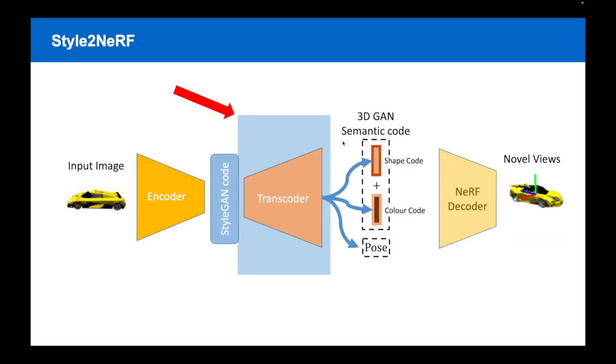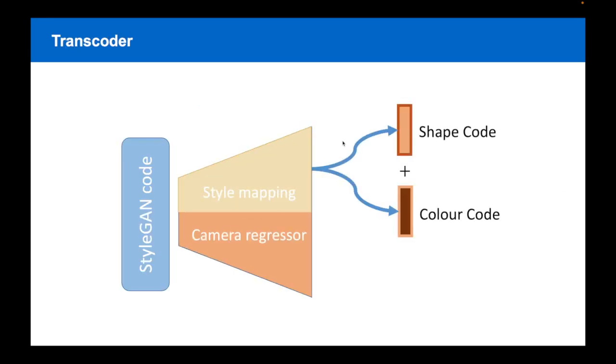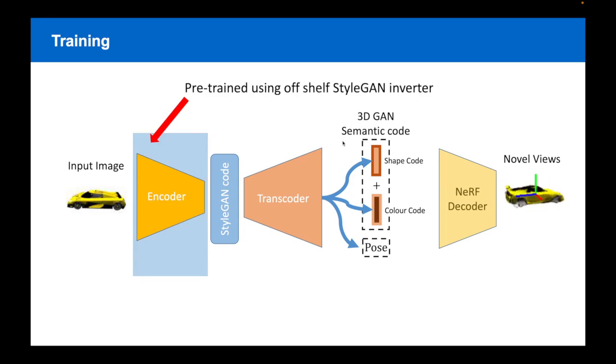Next, let's take a look at the transcoder. The transcoder is split into two parts. There's a style mapping network, which regresses to shape and colour codes, and a camera regressor, which regresses to the azimuth and elevation of the camera. To train the model, we first pre-train the encoder using an off-the-shelf StyleGAN inverter. We use ReStyle, and then this becomes fixed throughout the rest of training.